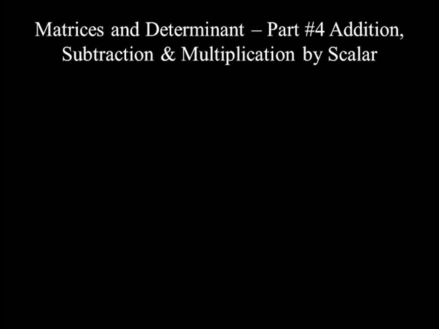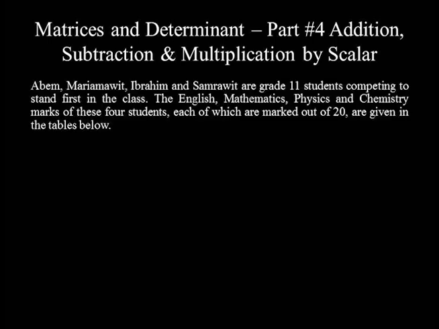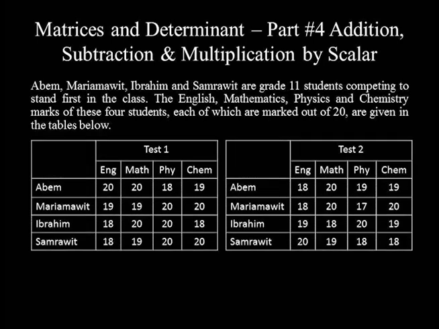For ease of understanding these concepts, let's start with this tabular data. Abem, Mariamawit, Ibrahim, and Samrawit are grade 11 students competing to stand first in the class. The English, mathematics, physics, and chemistry marks of these 4 students in 2 tests, each of which are marked out of 20, are given in the tables below. These 2 tables summarize the test result of each student on each subject. The question is, what's the total mark of each student on each subject?